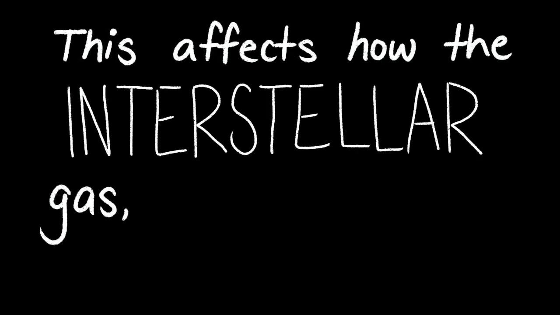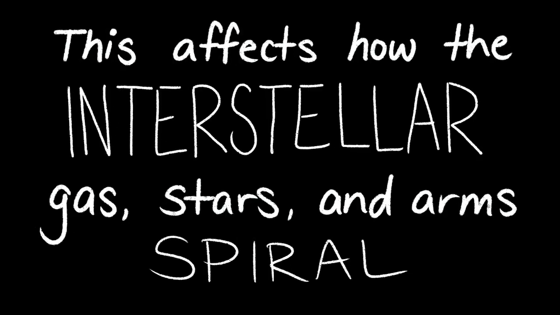Before we move on to ellipticals, I'd like to clarify what the bar in a barred spiral actually is. The bar is a structure comprised of stars that is running through the bulge. This bar affects how the interstellar gas, stars, and arms spiral.